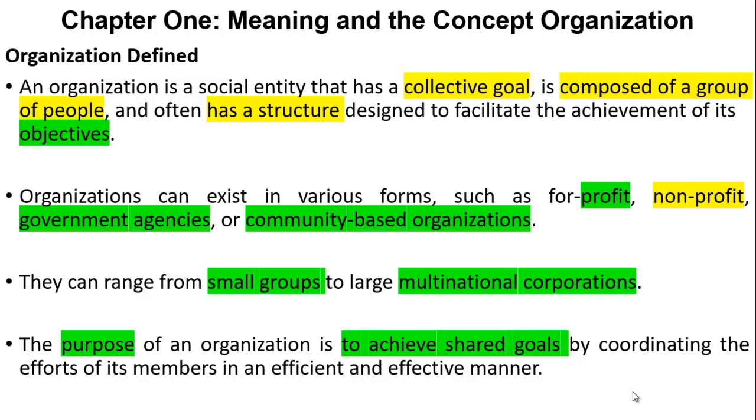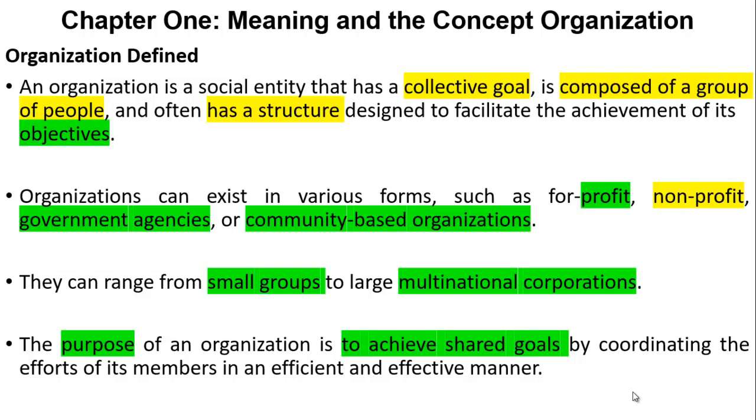An organization is defined as a social entity that has a collective goal and is composed of a group of people, and often has a structure designed to facilitate the achievement of its objectives. So an organization is a social entity, a social tool that holds a collective goal for the sake of the accomplishment of objectives that derive from the very reason why the organization is established.